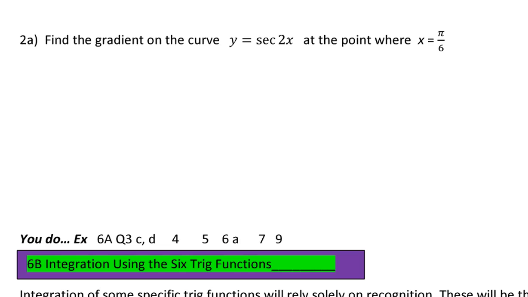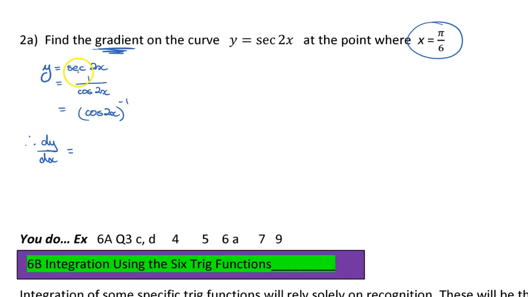And now in the second example, we're actually going to see the derivative of the sec trig function. Because this is saying find the gradient on the curve. We know that if we differentiate the function, we get an expression for the gradient, and we know the particular point. So our expression will have an x in it. We will sub our x value in to actually find the value of the gradient. But first step is, of course, to find the gradient.